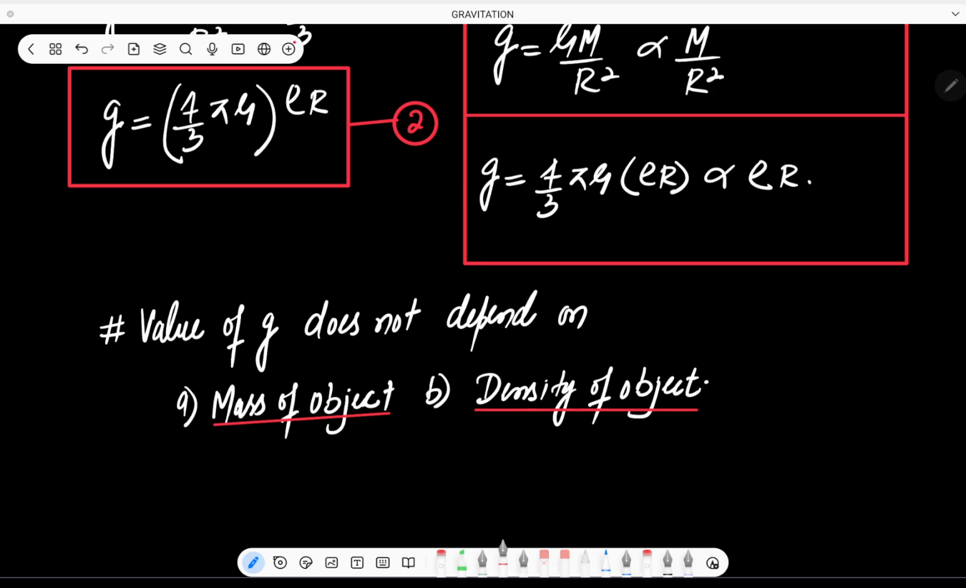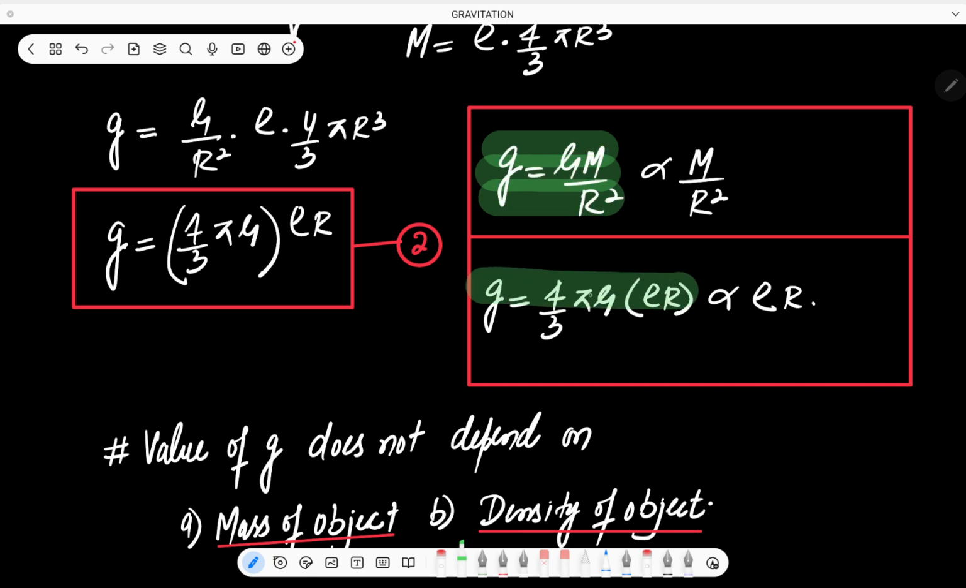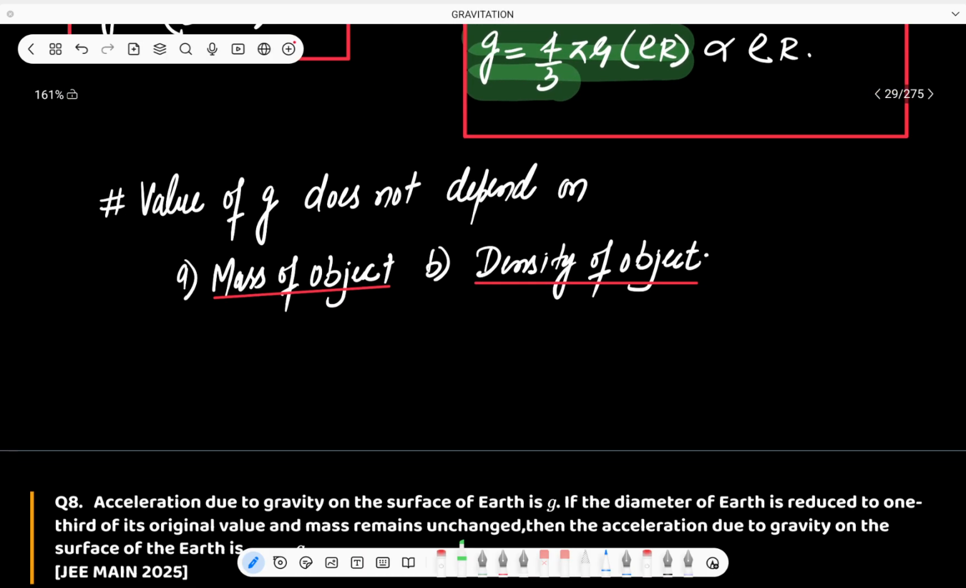So we have written the equations. There are two equations for acceleration due to gravity. One is this one, acceleration due to gravity is equal to GM by r square, and second is this equation, acceleration due to gravity in terms of density of the planet. Okay, so I am sure that these two equations are absolutely clear to you.